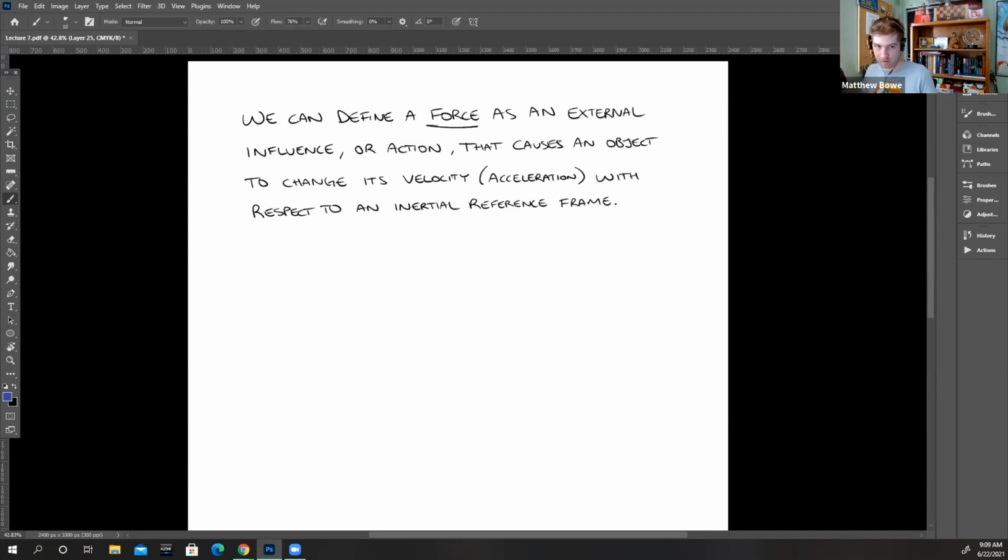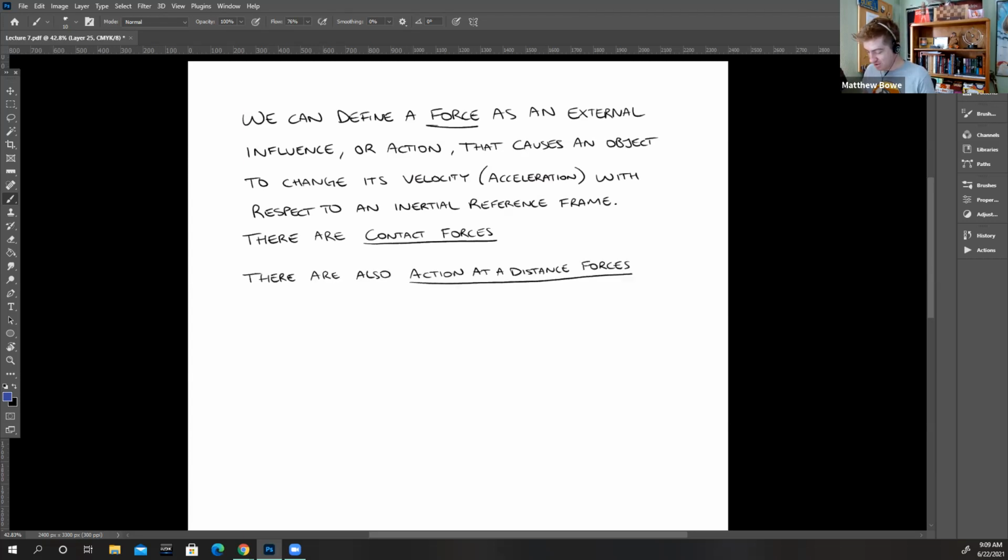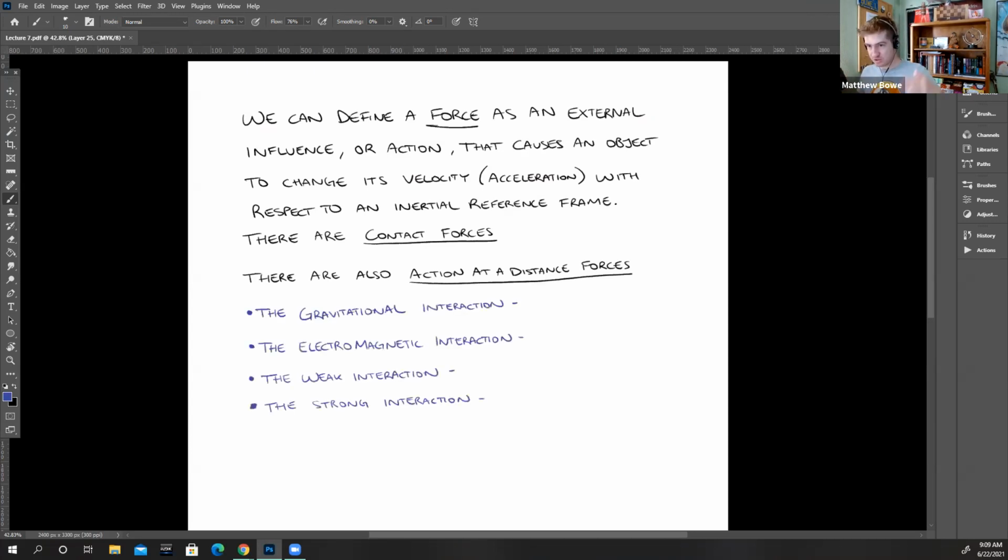So there are what are called contact forces, and it's not called non-contact forces, it's called action at a distance forces. These can be sort of labeled as, there are four big ones, or I guess there were. They are currently in the works of maybe combining some of these on the research level of physics.